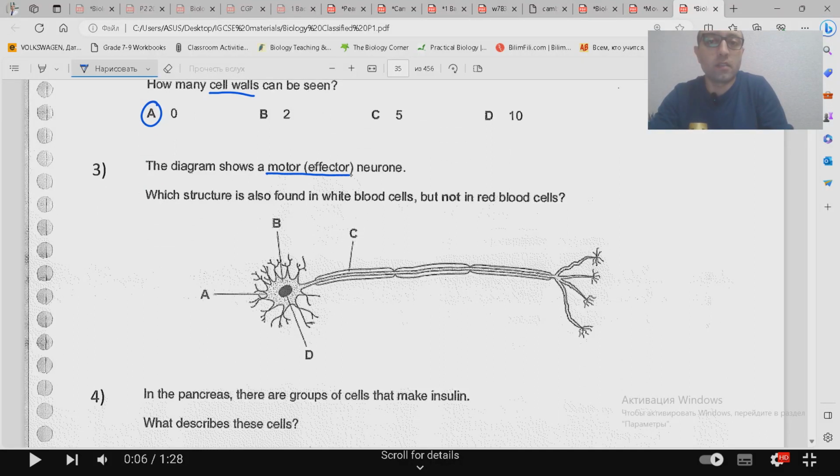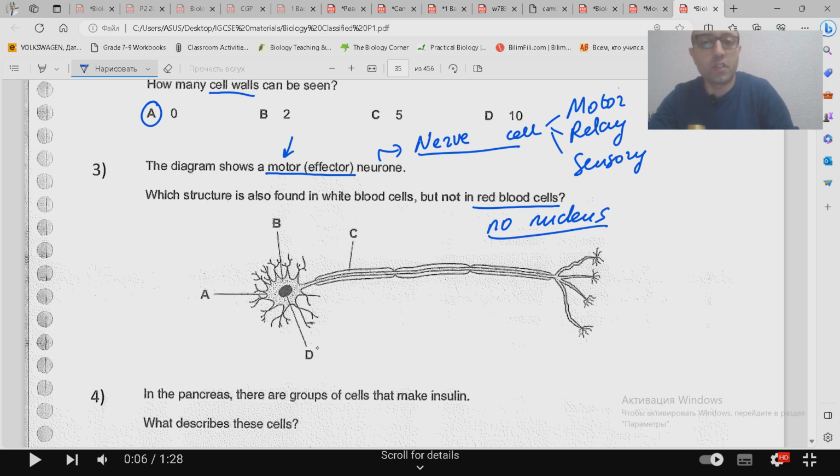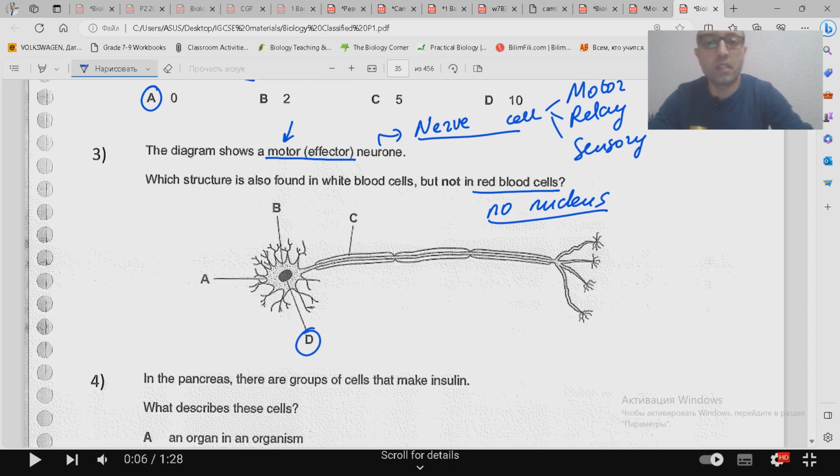They are saying that this is a motor neuron. First of all, you must know that neuron is another name for nerve cell. Later, you will see that they are divided into motor neuron, relay neuron, and sensory neuron. Here we see one of them, of course, a motor neuron, with a structure that is also found in white blood cells, but not in red blood cells. We must know that red blood cells don't have a nucleus. The nucleus in this picture is D.